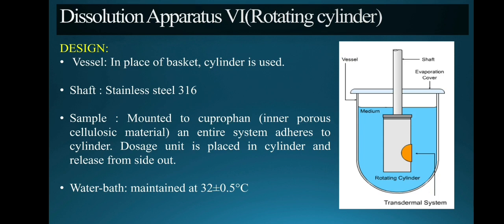Now we move forward to the sixth apparatus, that is rotating cylinder. Here the vessel design is same as the USP apparatus type 1, but in place of the basket the cylinder is used. It is also made up of stainless steel 316 type. It is maintained at the temperature of 32 plus or minus 0.5 degrees Celsius.